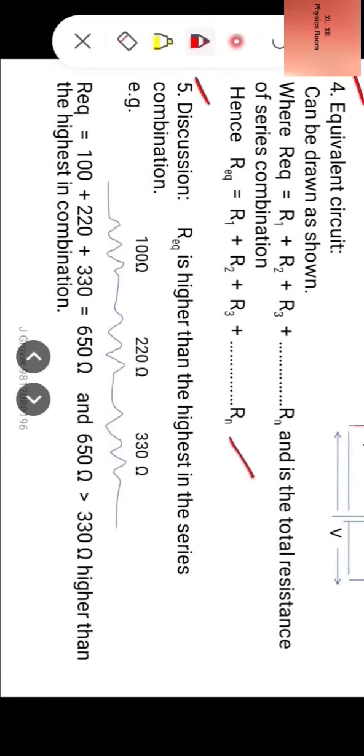Now fifth step is discussion. R equivalent is higher than the highest in series combination. For example, consider three resistances of 100 ohm, 220 ohm and 330 ohm connected in series. Then their R equivalent will be 100 ohm plus 220 ohm plus 330 ohm, and it will be equal to 650 ohm, and 650 ohm is greater than 330 ohm and is higher than the highest in the combination. Highest in the combination is 330 ohm and R equivalent is 650 ohm.